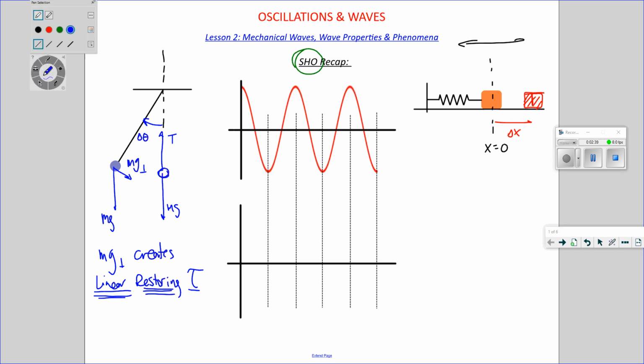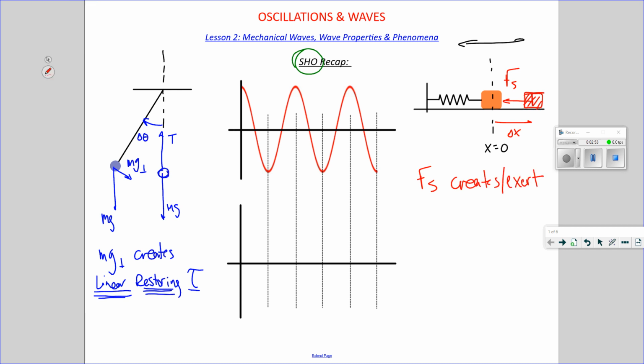Over here, because now there's a spring force acting on this object, it exerts a linear restoring force. In this case, the spring force quite literally is a force. Both of these things say that the more an object is displaced, the more force or torque is exerted on it back toward equilibrium.